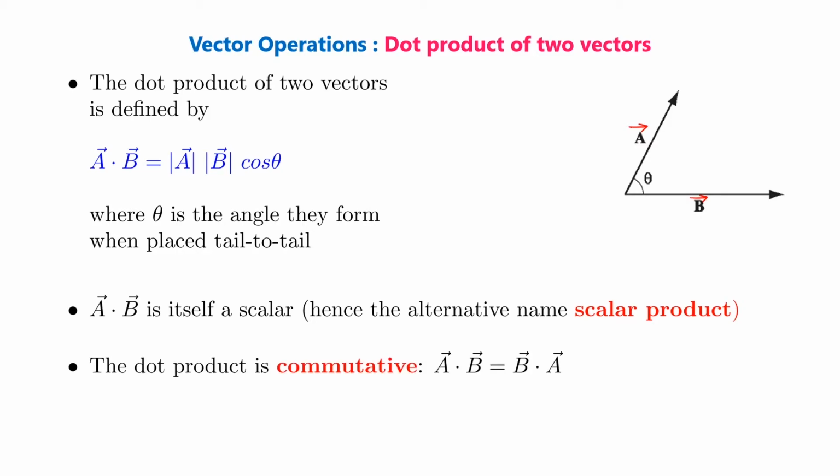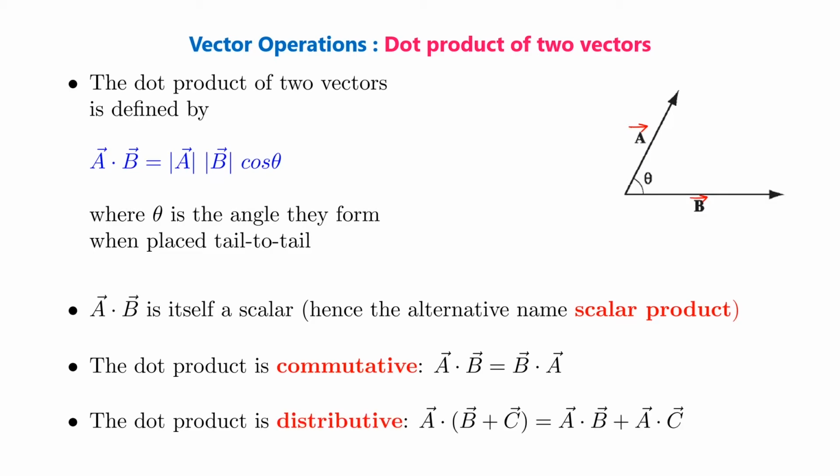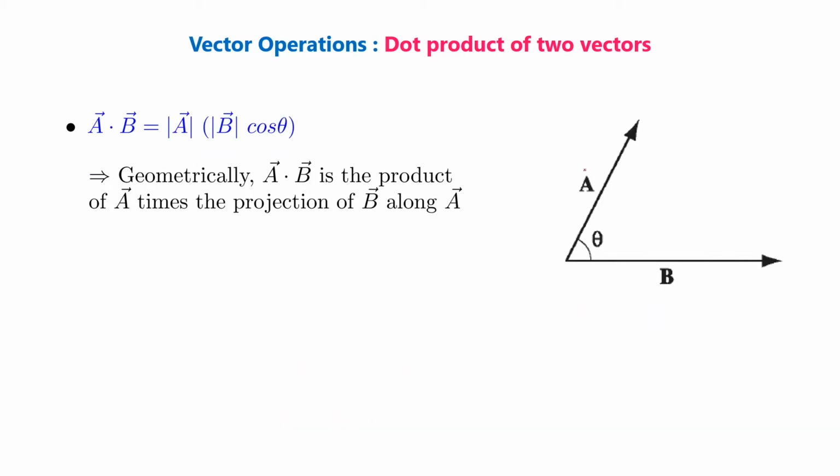The dot product is commutative. That means that vector A dot vector B is equal to vector B dot vector A. The dot product is distributive. That is, vector A dot (vector B plus vector C) is equal to vector A dot vector B plus vector A dot vector C.